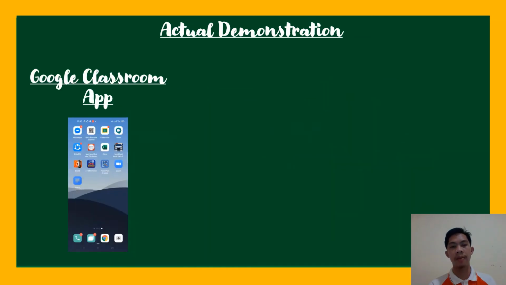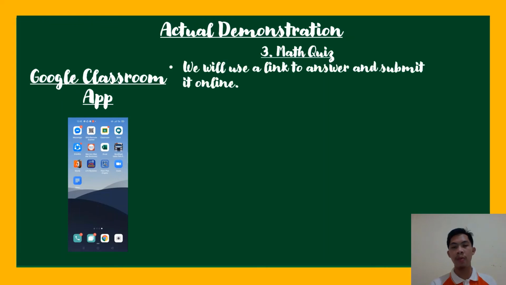Right? So for our third and fourth activity or classwork, we will be using our Google Classroom app in our mobile phone. So it has to be already downloaded. So the third one is the math quiz, and we will use a link to answer and submit it online.